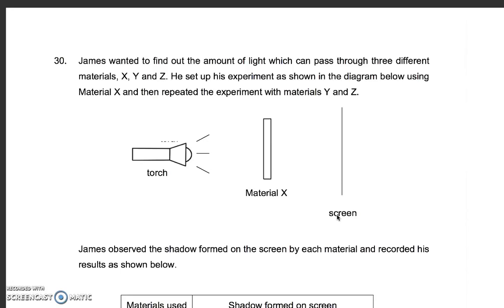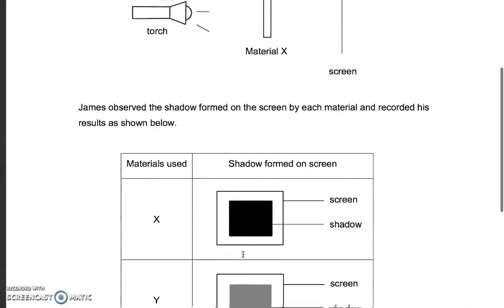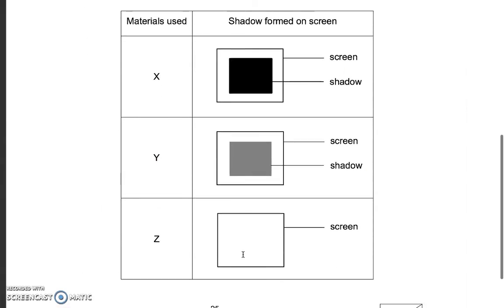James wanted to find out the amount of light which can pass through three different materials, X, Y, and Z. So over here is the setup. So material X can be replaced with material Y and material Z. So after James observed the shadow formed, he recorded the results as shown below. So over here you have three types of shadow, and if you look carefully, there is different intensity. So X actually has the darker shadow.